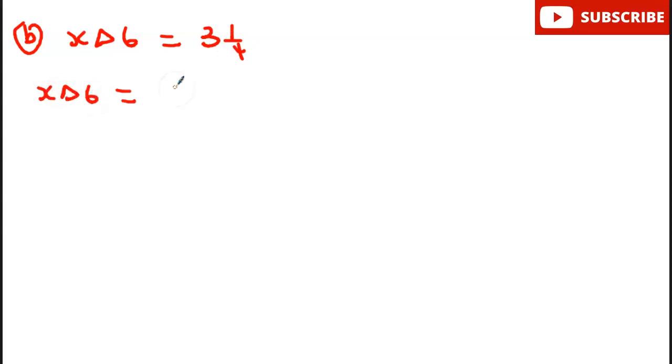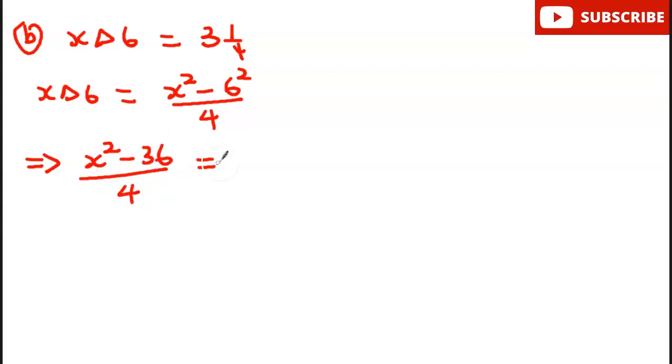So let's look at the B part. We are told that x operation 6 is equal to 3 whole number 1 on 4. So let's find x operation 6 first. Will be x squared minus 6 squared over 4. So if this left hand side is equal to 3 whole number 1 over 4, it means that x squared minus 6 squared, 36, over 4 is equal to, and we change this one to an improper fraction.